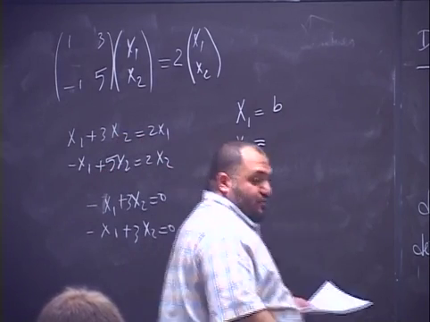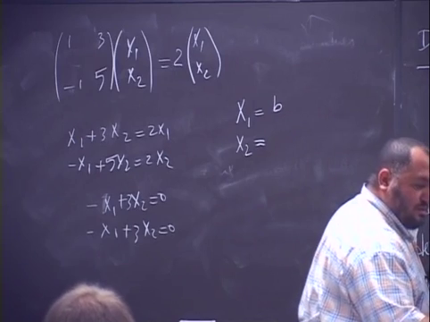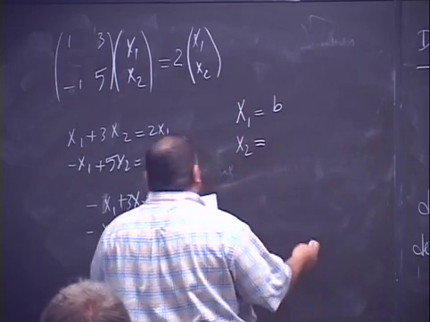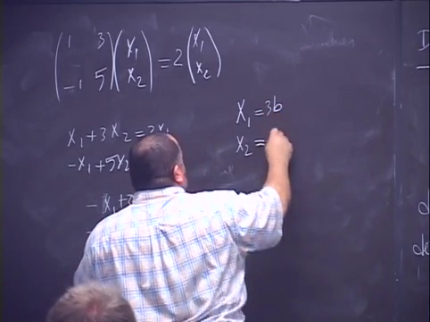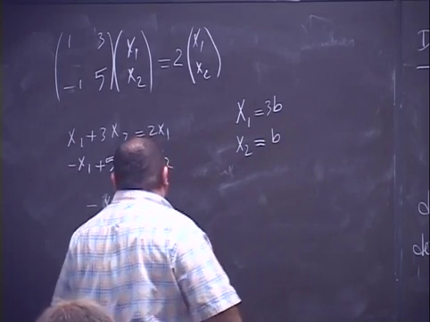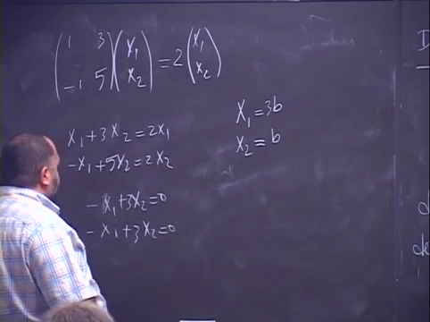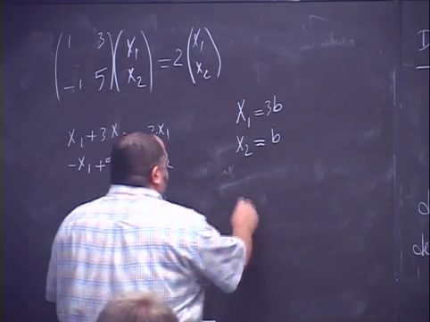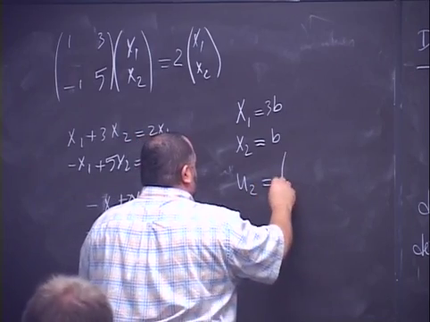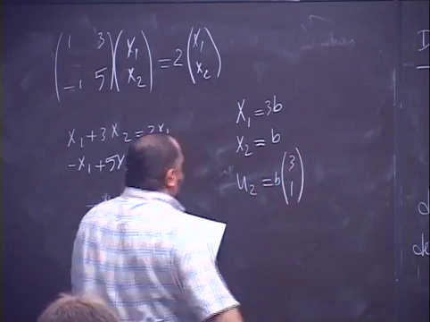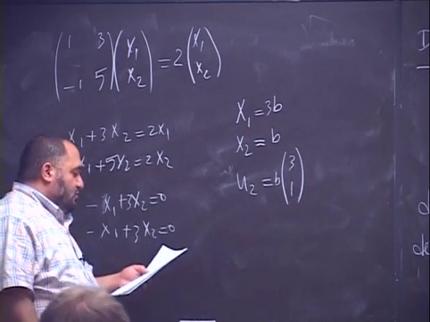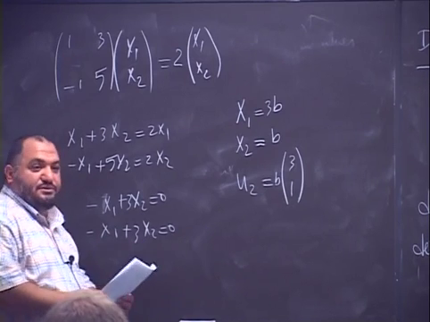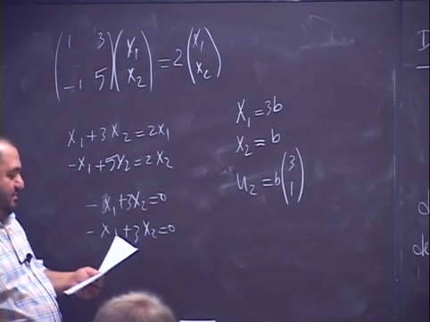Yeah, so if we pick x1 to be B, the other one will be 1/3, or maybe this will be 3B and this will be B. So if you pick x2 equal to B, x1 will be 3B. So in this case I can write u2 as what? B multiplied by the vector 3 and 1. So A and B are arbitrary constants. Yes, we just pick the arbitrary constants A and B.